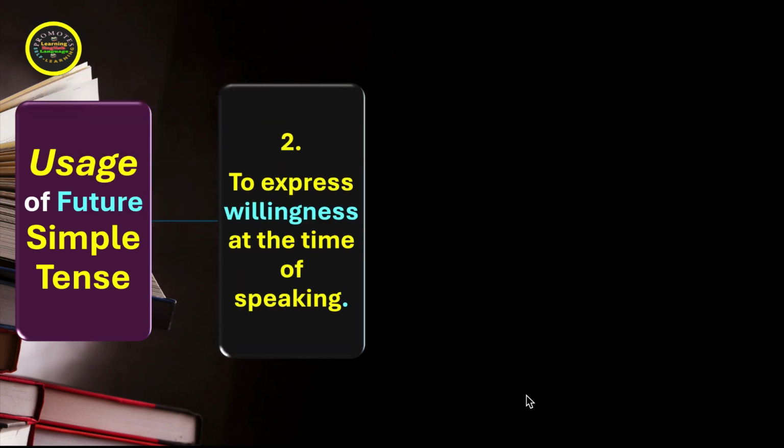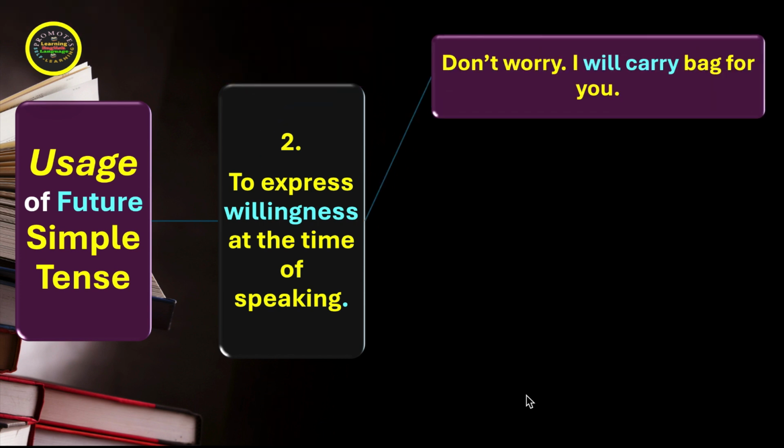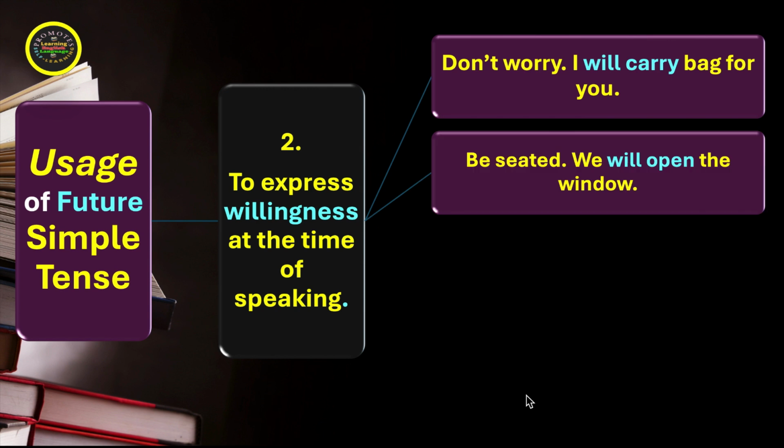We have the next usage of future simple tense. The second point is to express willingness at the time of speaking. The structure is in the future tense, but the meaning is reflected at the time of speaking. Look at the examples. Don't worry, I will carry the bag for you, said at the time of speaking between two persons. Be seated. We will open the window.